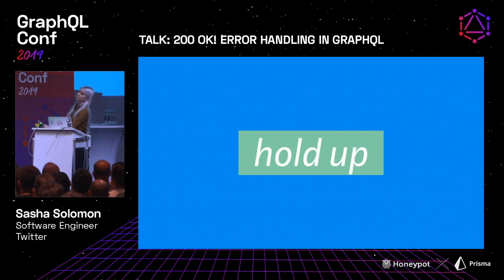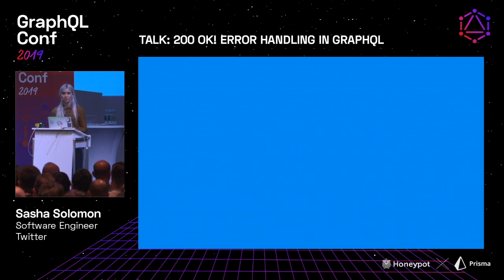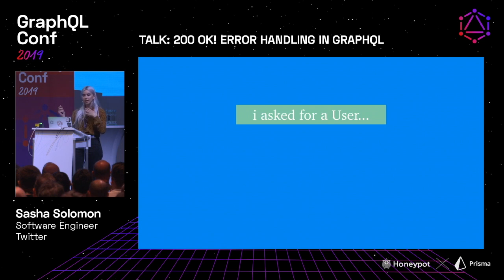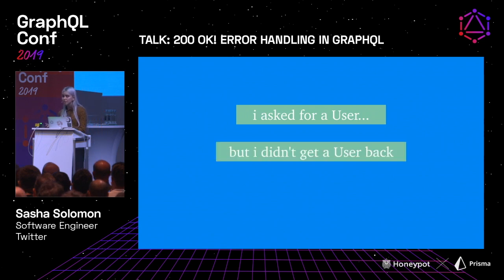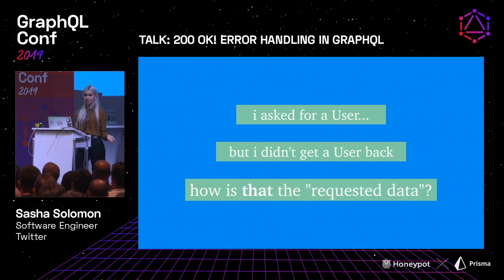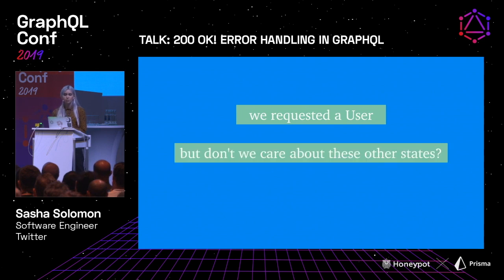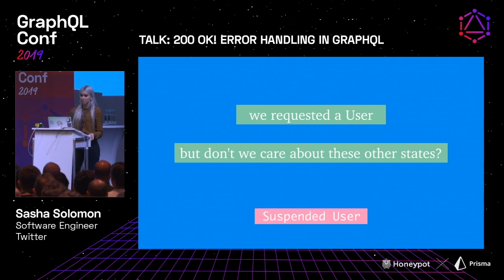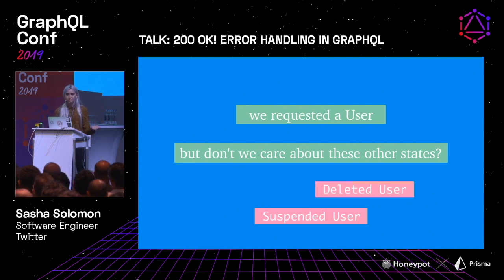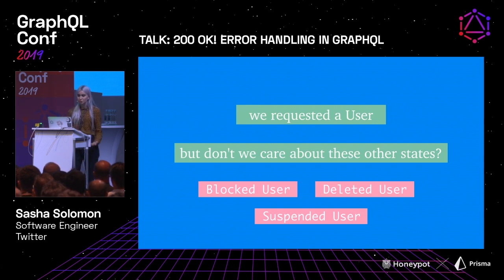So, hold up. I know I just said a lot. You're saying I asked for a user, but I didn't get a user back. How is that the requested data? And fair, that's a fair question. So let me explain it even more. We requested a user, yes. But don't we care about all these other states? Aren't these really all just different forms of a user? A suspended user, a deleted user, a blocked user. These are all really users. They're just kind of different users. And so shouldn't we be able to query for these if we actually care about them?